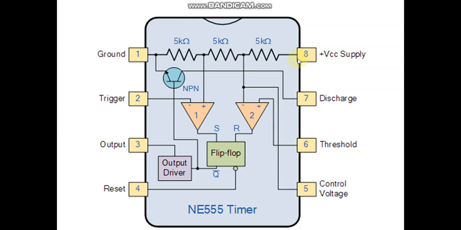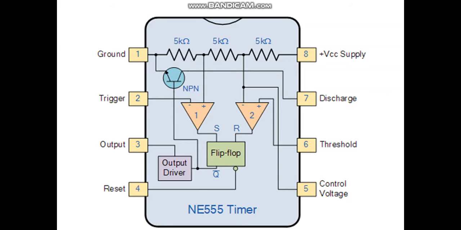Pin number 8 is the supply voltage. This is the power supply pin, and for general purpose TTL, the 555 timer supply is usually between 4.5 volts and 15 volts. Generally we use a VCC of 5 volts or 12 volts in the laboratory.